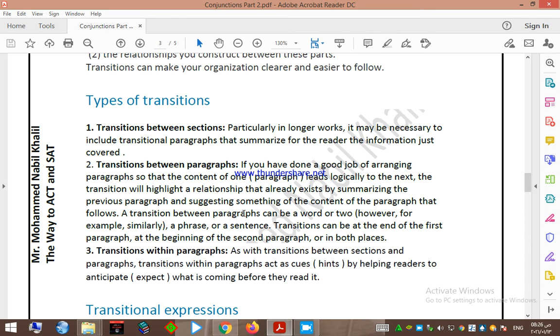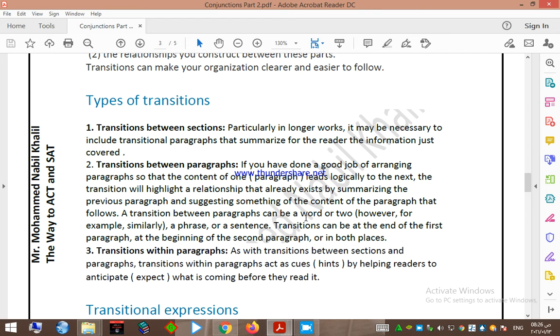A phrase or a sentence. The transitional word could be a phrase or a sentence as well. Transitions can be at the end of the first paragraph or at the beginning of the second paragraph or in both places. Number three, transitions within paragraphs.